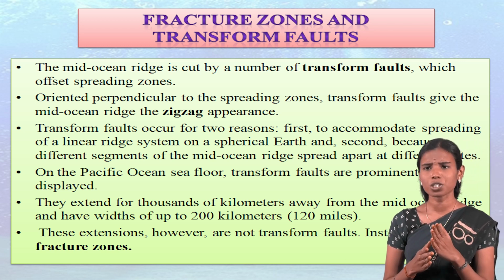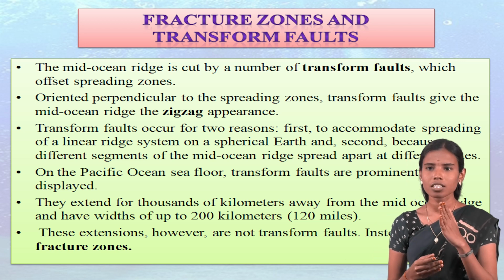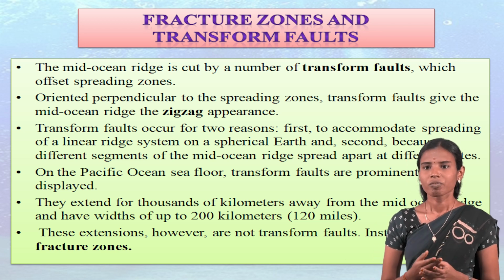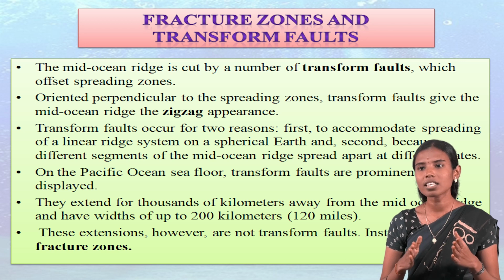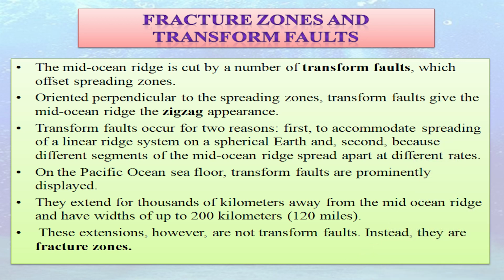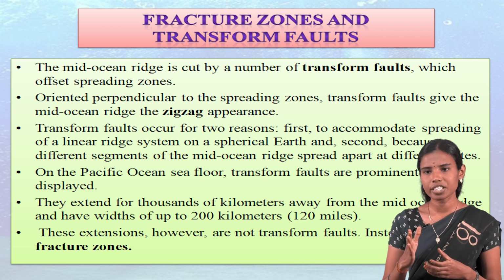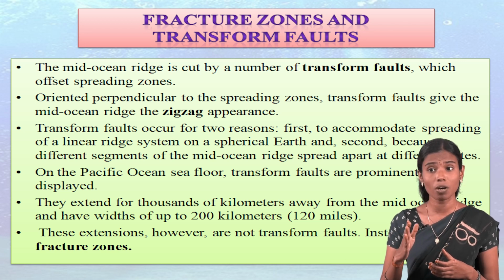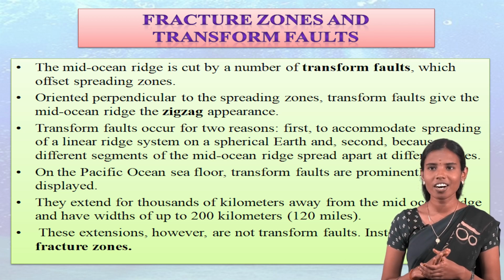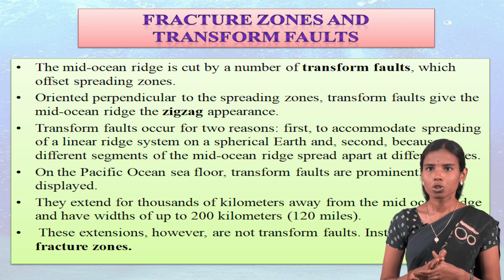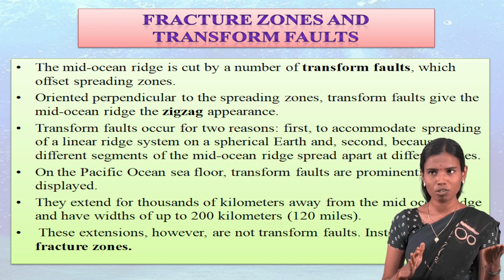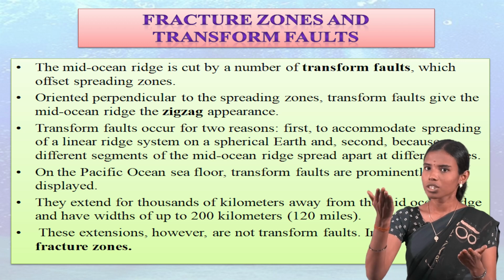On the Pacific Ocean seafloor, transform faults are prominently displayed. They extend for several thousands of kilometers away from the mid-oceanic ridges and have a width of up to about 200 kilometers. This extension, however, is not a transform fault. Instead, it is called a fracture zone. So, there is a difference between transform fault and fracture zone. So, this is the difference.